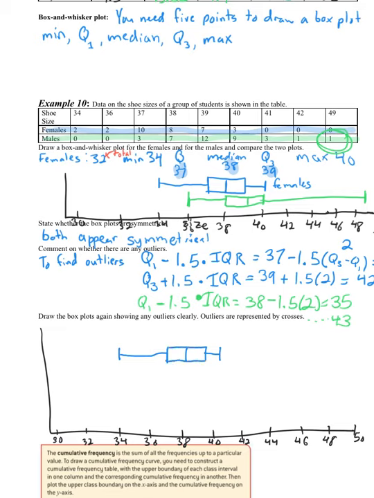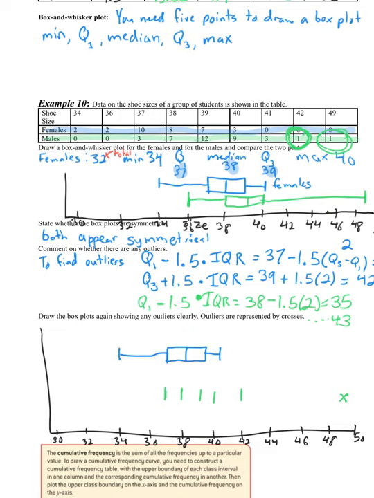The men's graph, all right, is now going to take the new max as 42 because that was the max before we got to the outlier. So we're just going to take the outlier 49. I'll just put a little X over here at 49. That's where it used to be. The new max is going to be 42. The min stays the same. So our min was 37. And then our Q1 was 38. Q2 was 39, or median was 39. And the Q3 was 40.